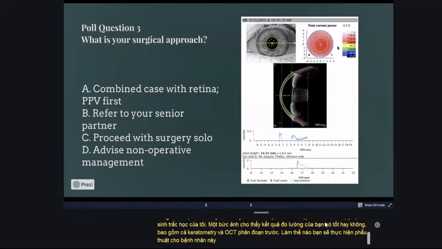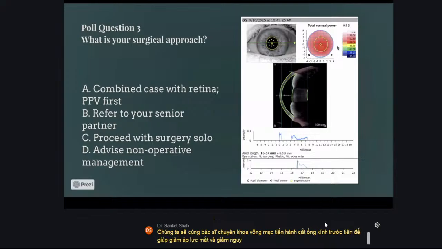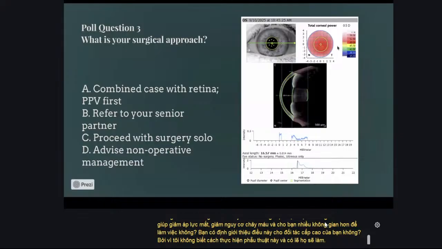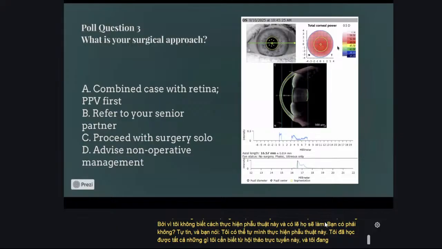Are we going to go in together with the retina specialist and do a vitrectomy first to help decompress the eye, reduce risk for effusions and hemorrhage, and give you more room to work? Are you going to refer this to your senior partner because I have no idea how to do this surgery and maybe they do? Are you confident and you say, I can do this surgery myself? I learned everything I needed to know from this webinar and I'm good to go? Or D, do we talk to the patient about considering holding off on surgery at this time?